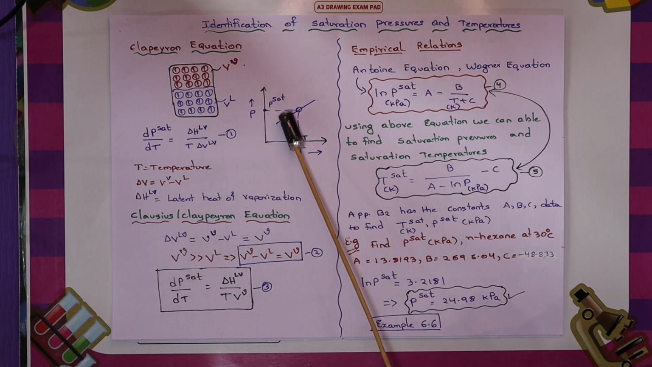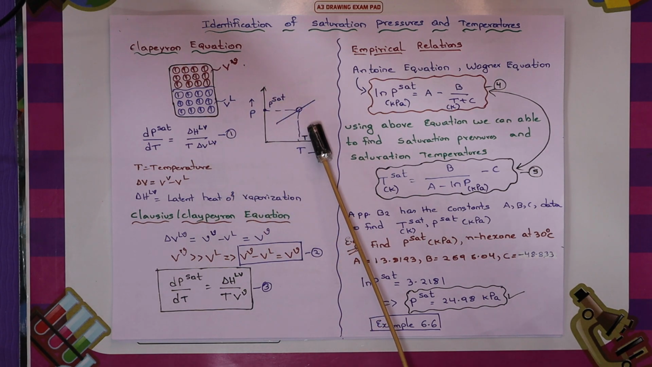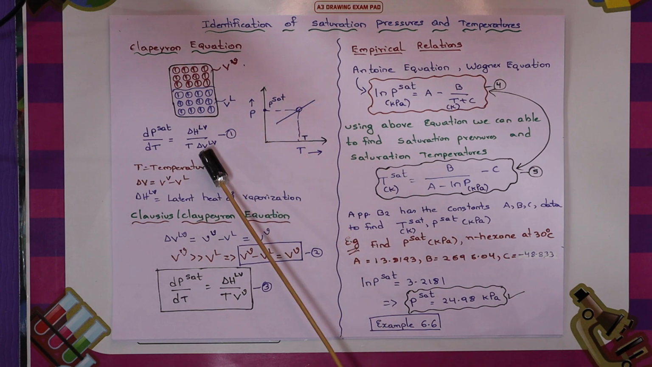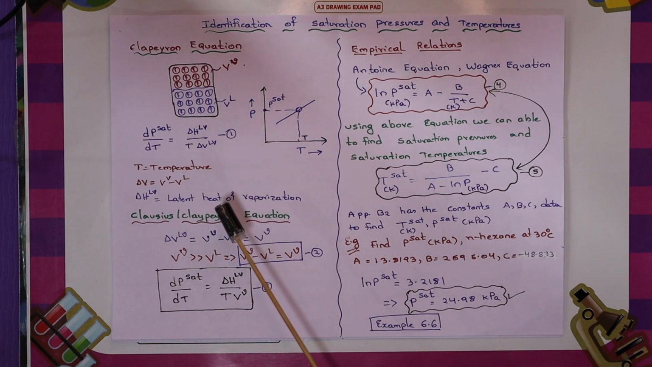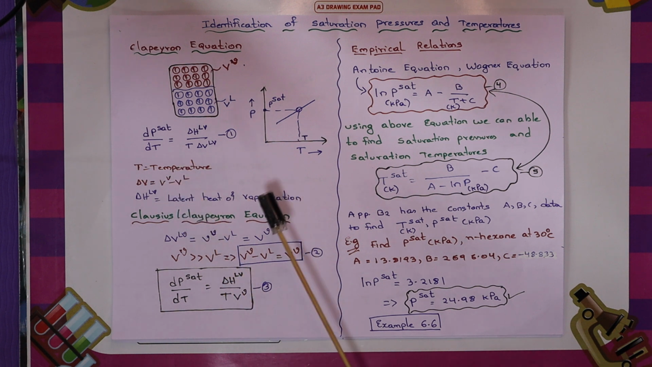Gas volume is higher than the liquid volume. So delta V represents the change of volume, that is, vapor volume minus liquid volume. That is what delta V LV is: delta V equals vapor volume minus liquid volume. And delta H LV is the latent heat of vaporization.